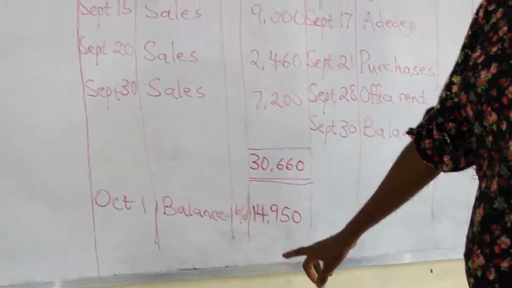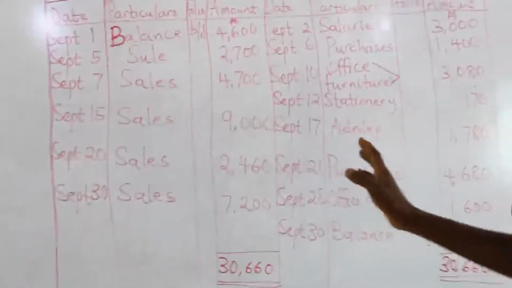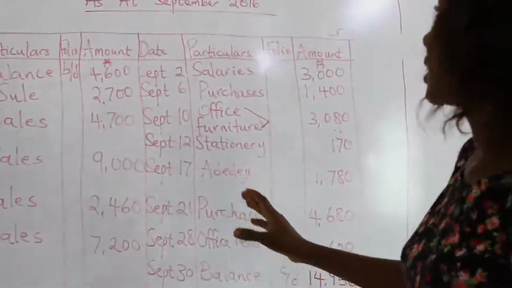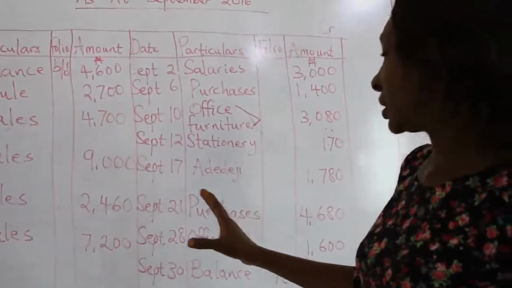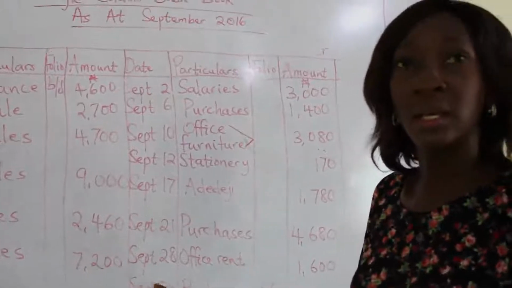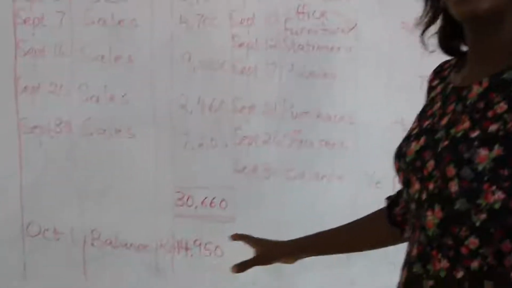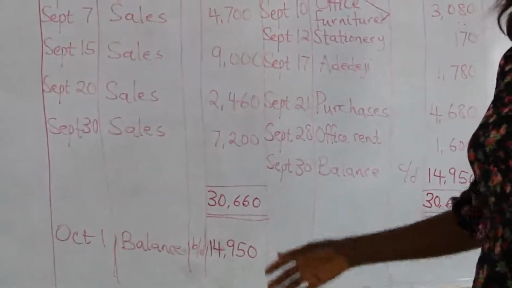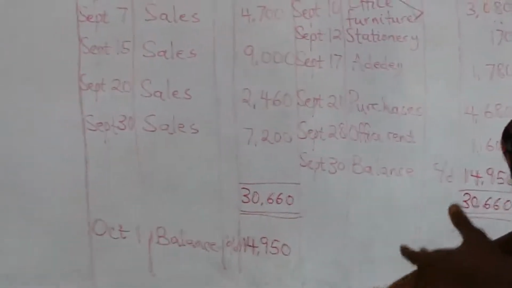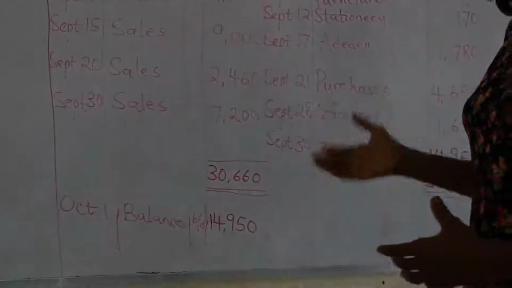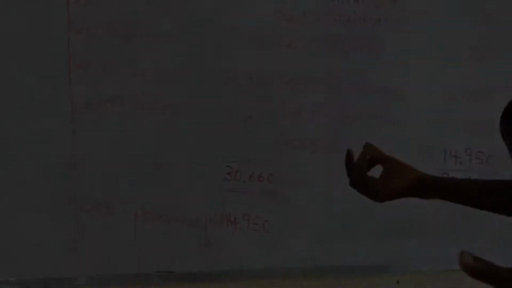So looking at this at a glance, you will conclude that the Harper Company is very, very buoyant to the tune of 14,950 naira, with which it can still run its affairs in the month of October as it continues to make sales and as it continues to make payments.